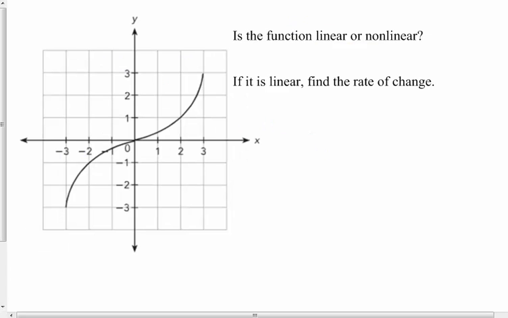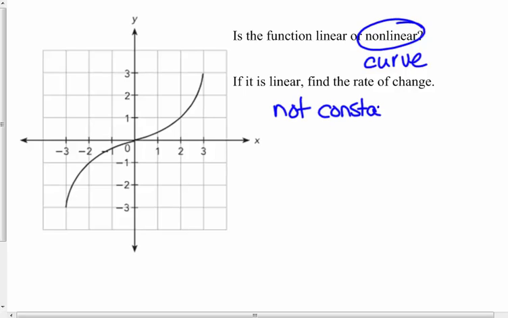Is this function linear or nonlinear? Well, it's definitely a curve, so I would say that's nonlinear. It's a curve. It's not a straight line. There is not a constant rate of change.